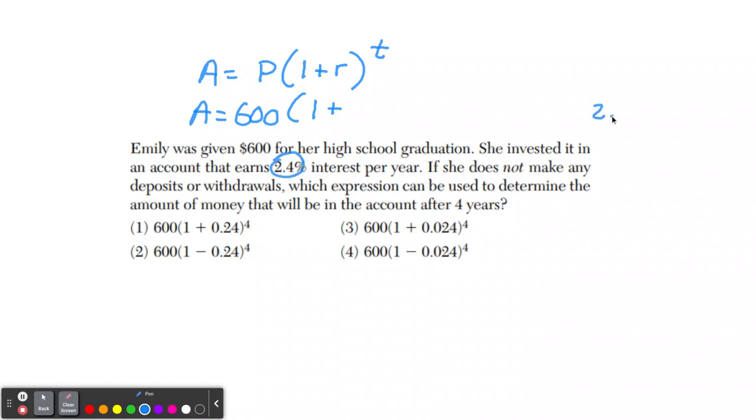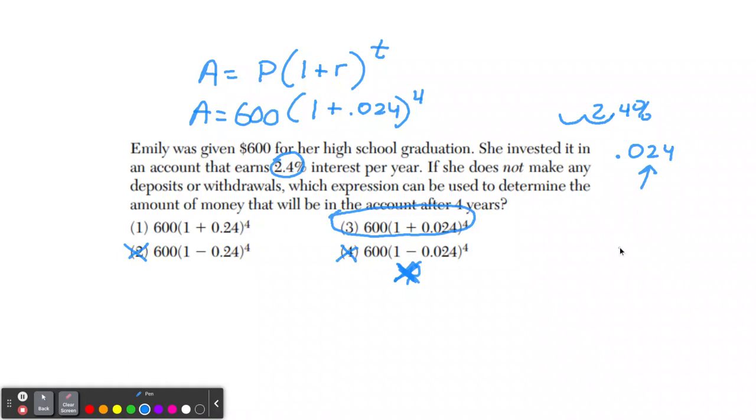2.4%. So remember, 2.4%, you want to make a decimal by moving the decimal point back 1, 2. So you're going to have 0.024. So it'll be 1 plus 0.024, to the 4 years. So if you look at it, the only one that works is right here. It's not minus, right? Not minus, because minus is depreciating. She's increasing. The interest is increasing. So it's not 2 and 4, and it's not 1 because it's not 0.24, it's 0.024. Remember those with decimals. So it'll be number 3.